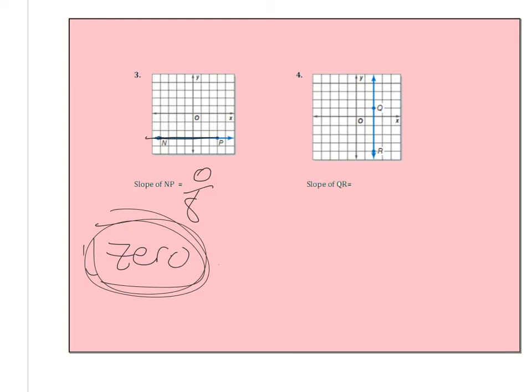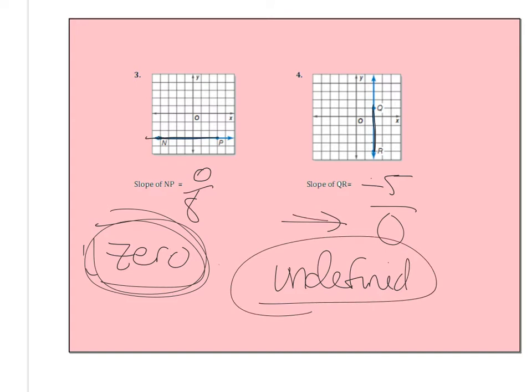QR is where I go down 1, 2, 3, 4, 5, divided by 0. Here's where I divide by 0. Now, this is undefined, because I'm trying to divide by 0. So your big tip-off here is where the 0 is. 0 on the top is safe. 0 on the bottom is not.